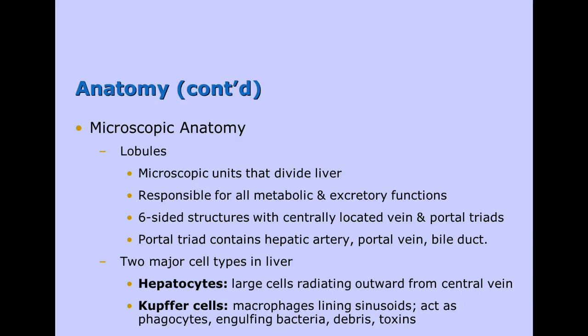It is important to make note of the two major cell types that we find in the liver. Hepatocytes, which are general liver cells, are large cells radiating outward from the central vein. And then we have the Kupffer cells. Those are the macrophages that line the sinusoids and act as phagocytes, engulfing bacteria, debris, and toxins. They are essentially the garbage trucks of the liver.